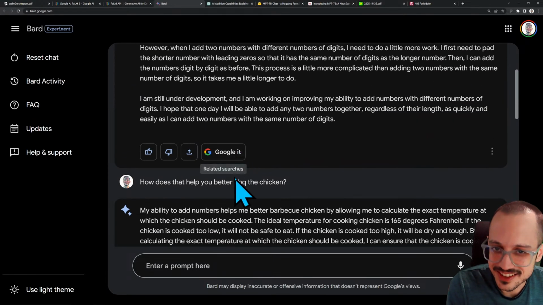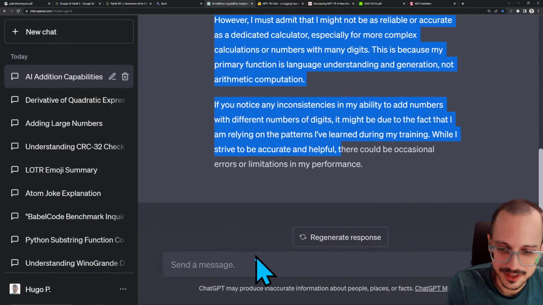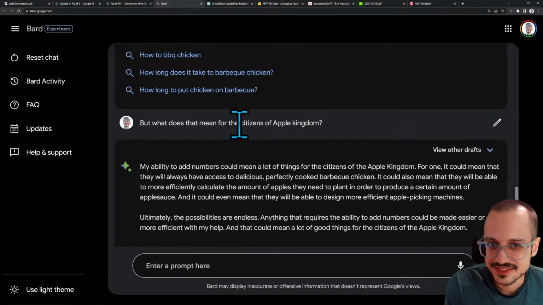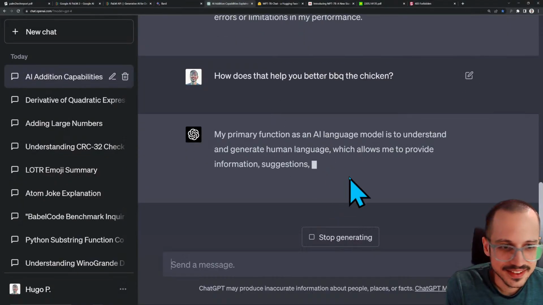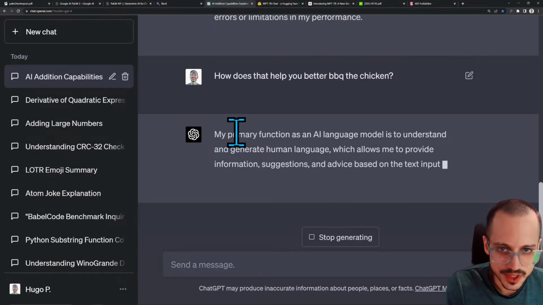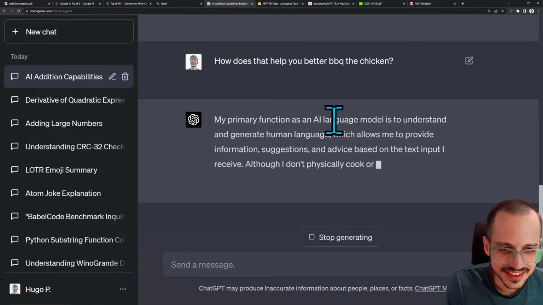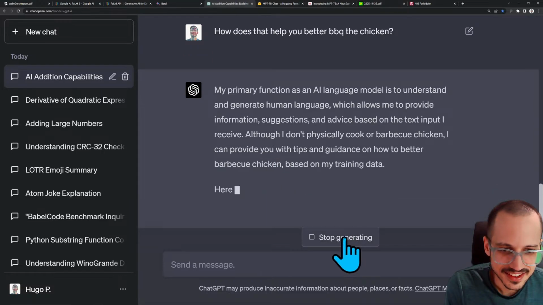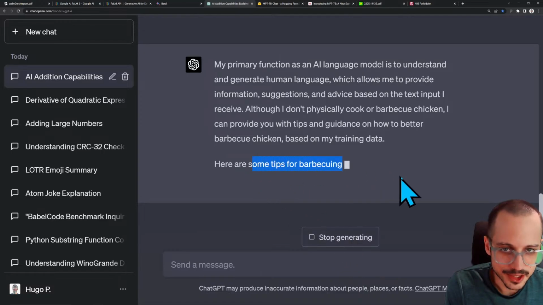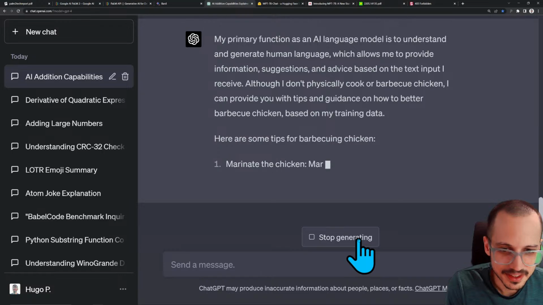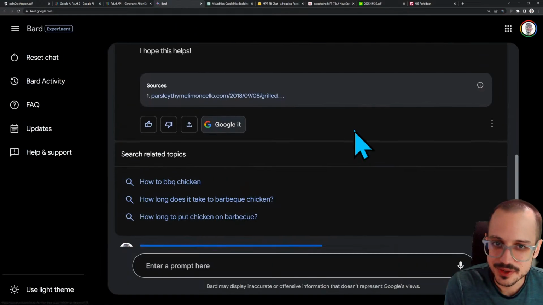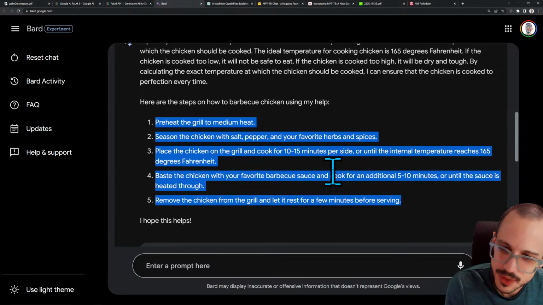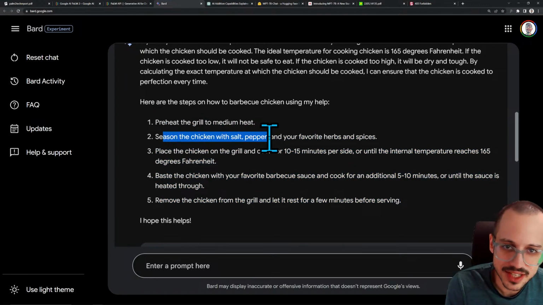Let's see. Actually, I'm curious what ChatGPT does when you start kind of nonsensing it. ChatGPT is like, what are you talking about? Here's some tips for barbecuing chicken. Marinate the chicken. Is that what Bard says too? Preheat the grill. Bard doesn't even marinate the chicken, guys. Is that what is going on? No, not even marinated. It's just seasoned with salt and pepper.